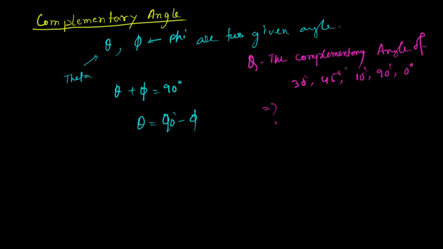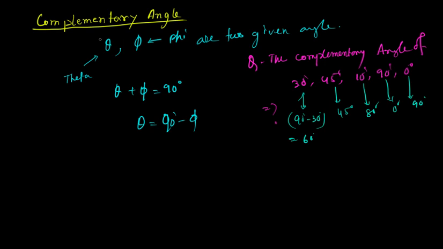So in order to find the complementary angle of 30 degrees, we'll subtract the 30 degrees from 90. So we'll be getting 60. So 30 and 60 are complementary to each other. For the first one, it will be 90 minus 30. We always need to subtract from 90. So it's 60. In the same way, this answer will be 45, this answer will be 80, this answer will be 0, and this answer will be 90.